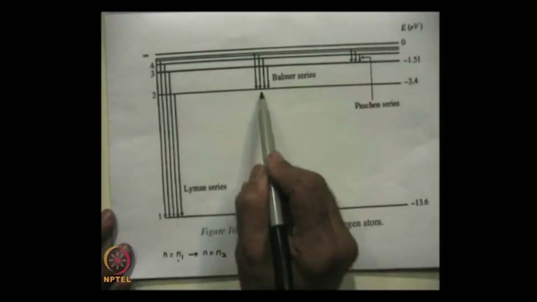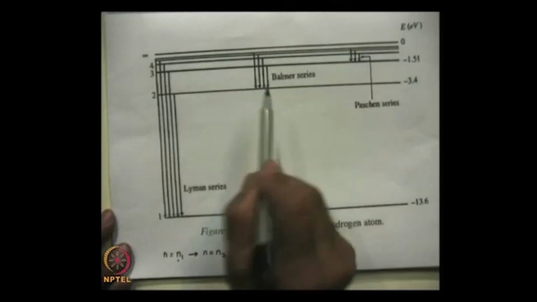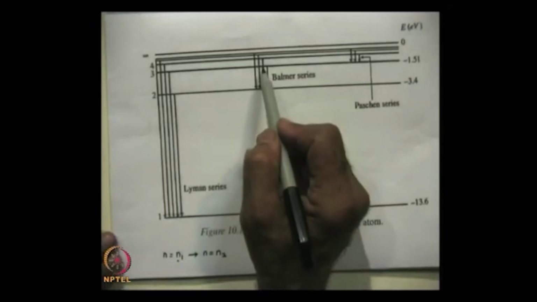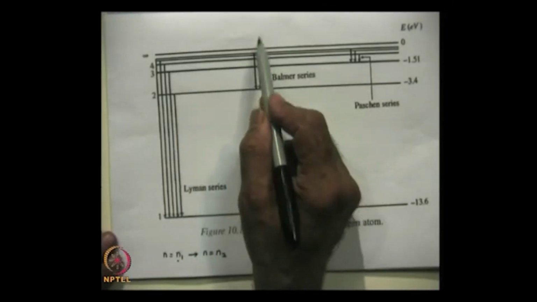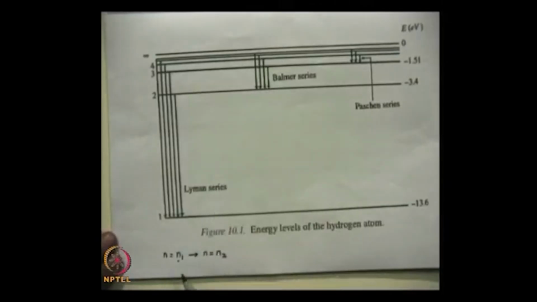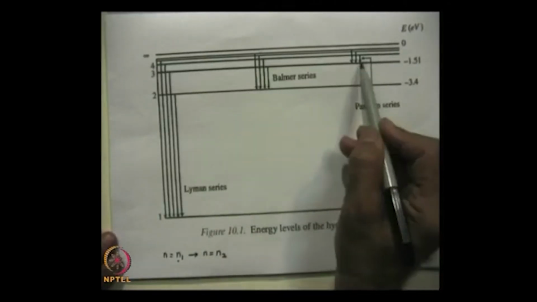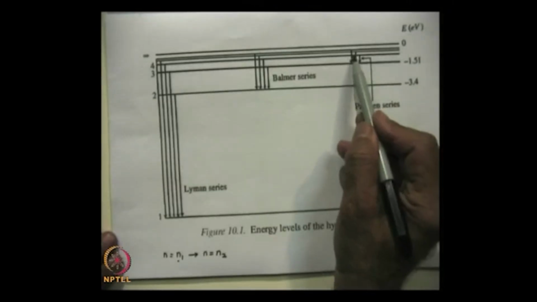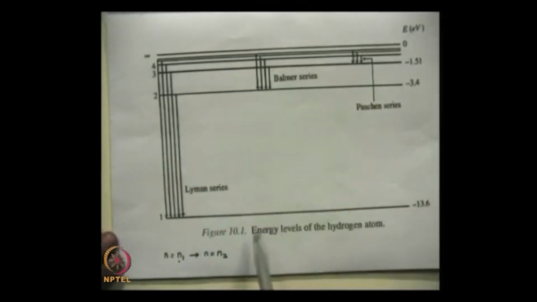When n2 is 2 and n1 is 3, 4, 5, 6, 7, 8 etc., you get the Balmer series, and n2 is equal to 3 and n1 is 4, 5, 6 etc., then you get what is known as the Paschen series. These are the different series in atomic spectra, and similarly you will obtain the series for deuterium atom, the singly ionized helium atom and the lithium atom.